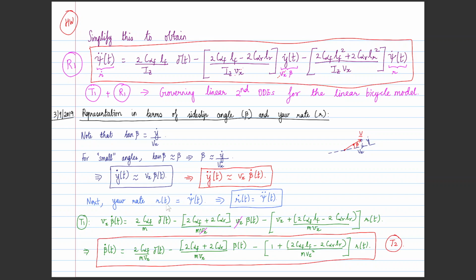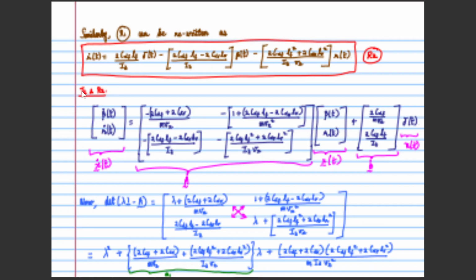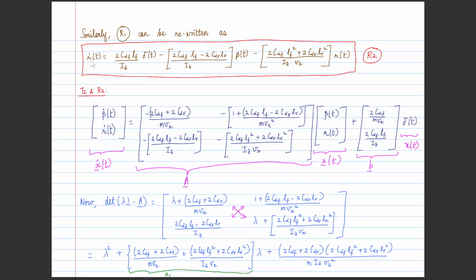Okay, so next is yaw rate, that is r, which is psi dot. So r dot will become psi double dot. Now we can take a look at the first equation, which can be written in terms of beta, which gives an expression for beta dot, and similarly we can get an equation for r dot as well. So if you were to write this in a state space form, this is how it would look.